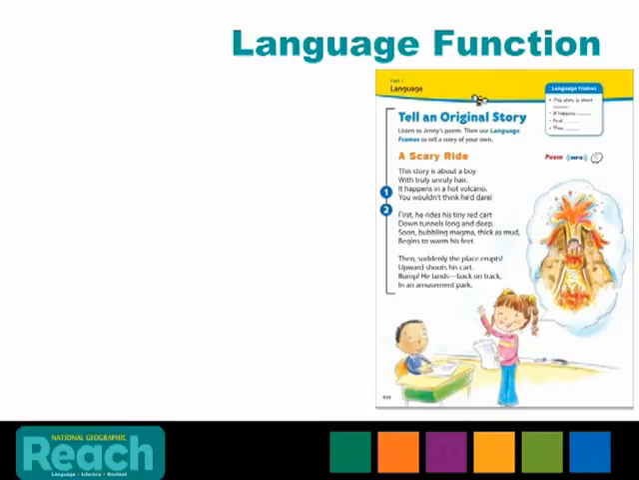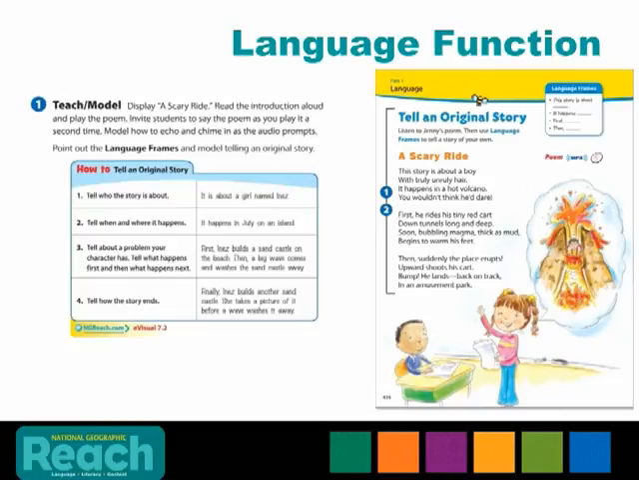On Day 1, in grades 1 through 5, you'll always begin with the introduction of a language function. Here's an example from grade 3. Using the student anthology, you begin the learning process with the Teach Model step by teaching the students what the language function is and modeling how it works. In this case, our language function is Tell an Original Story. Go ahead and read the poem A Scary Ride to yourself.